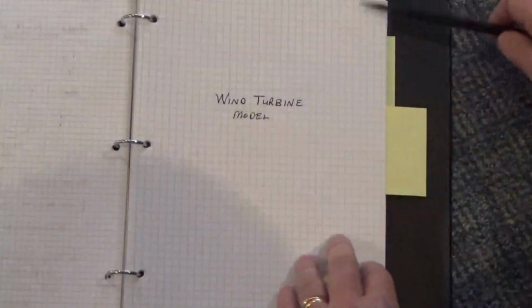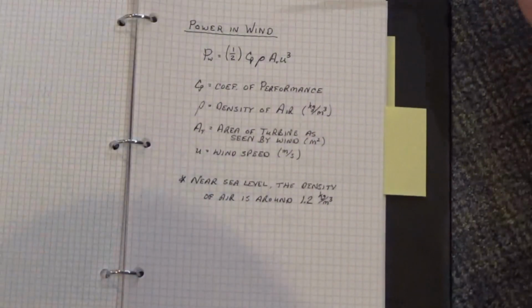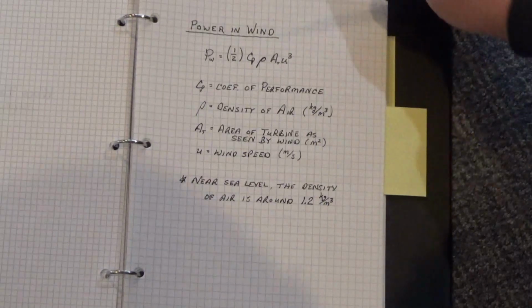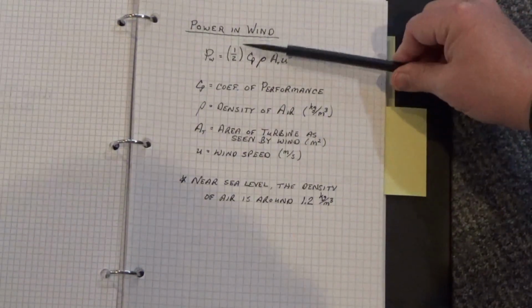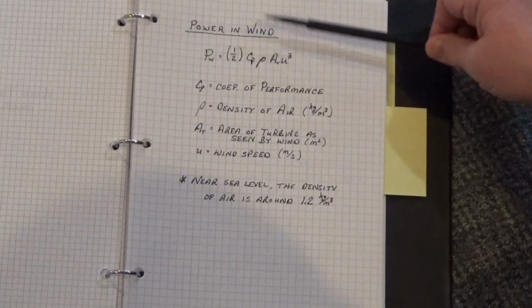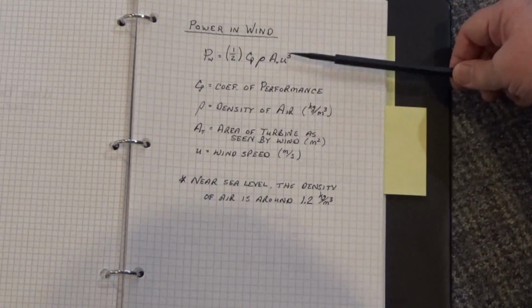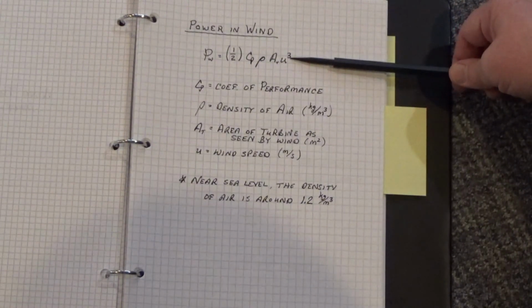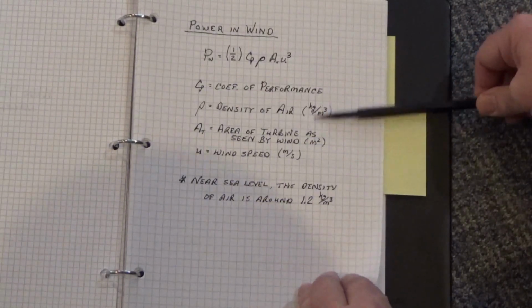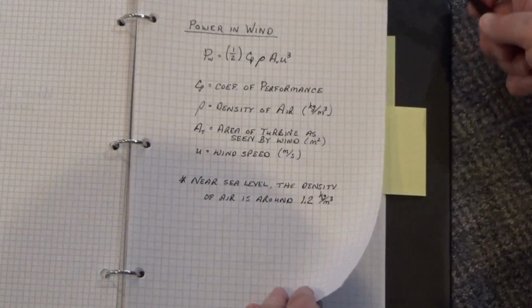Alright, so keep that in mind for the generator. Let's quickly look at the wind turbine model here. We're just modeling power that's available from the wind. This is shaft power that the turbine is able to deliver. And it's 1/2 times the coefficient of performance times the density of the air times the area of the turbine times the wind speed cubed. Okay, we're trying to keep our units consistent here. And near sea level, the density of air is around 1.2 kilograms per meter cubed.